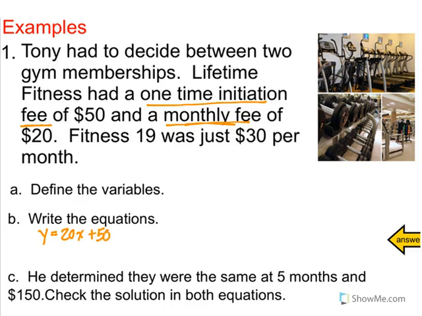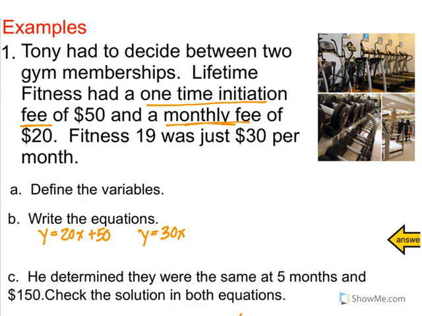Then it talks about Fitness 19. Fitness 19 was just $30 per month. So no one-time fee there, but there is a rate of change, which is 30x. Now, I need to be able to define these variables, so I need to know what x is, and I need to know what y is.